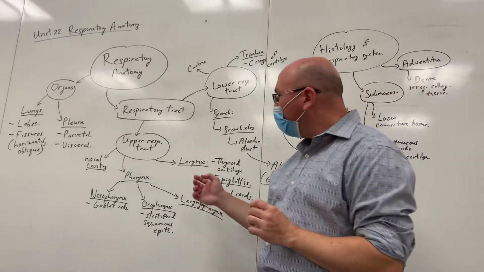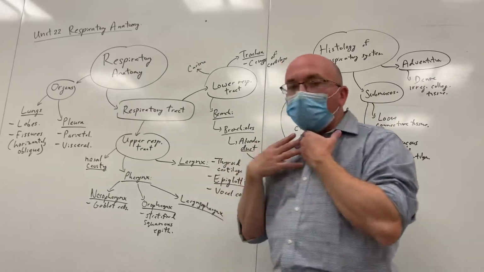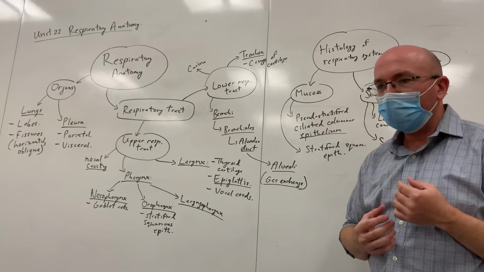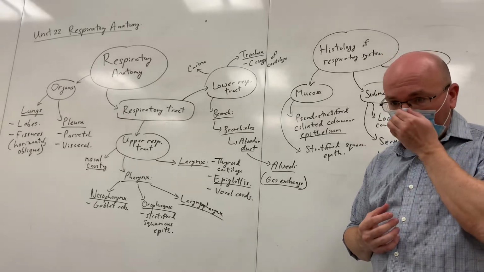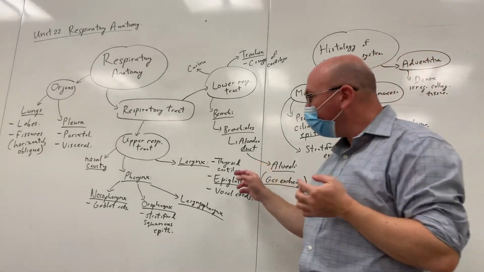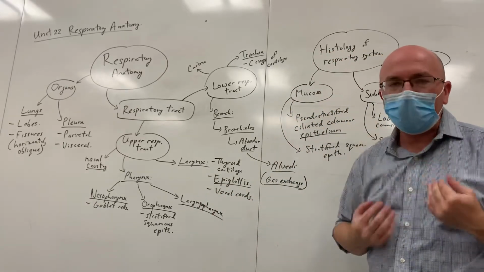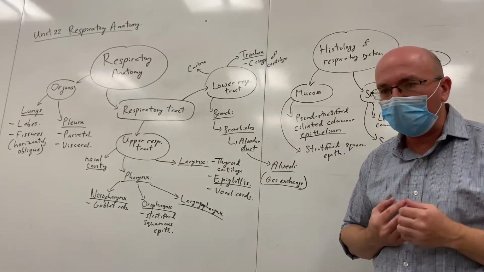Okay, so now that we get to the larynx, the voice box, right? How do we know we have the voice box? We have that large thyroid cartilage on the outer wall of the voice box. If you remove the thyroid cartilage and go deeper inside, we know we have the vocal cords there, the true and false vocal cords.